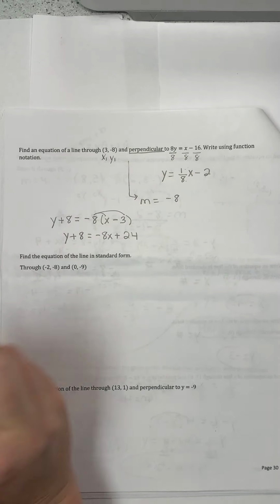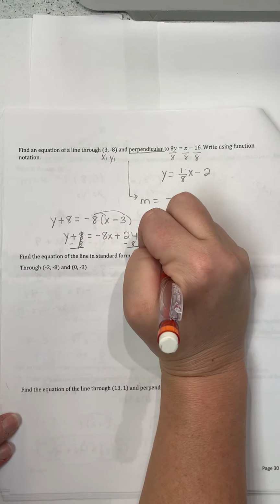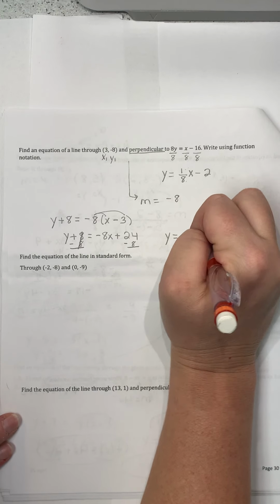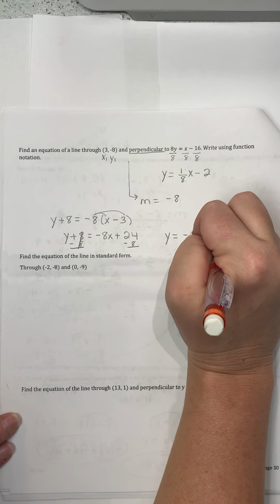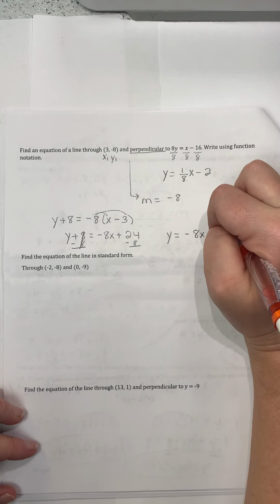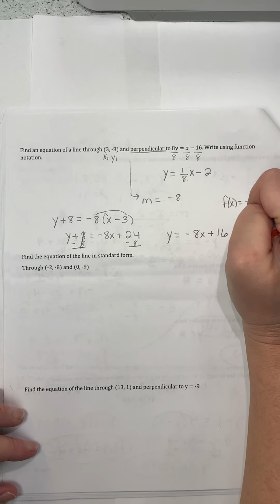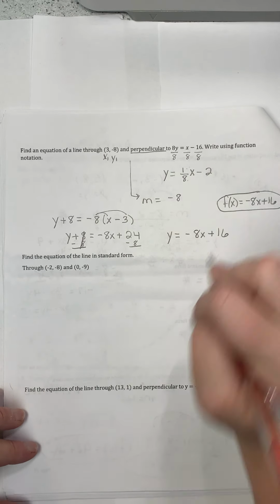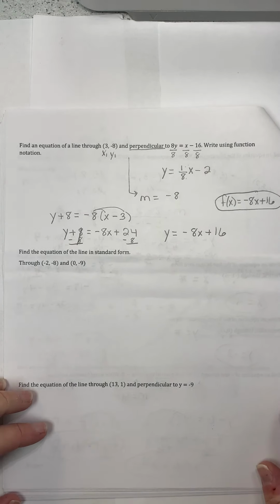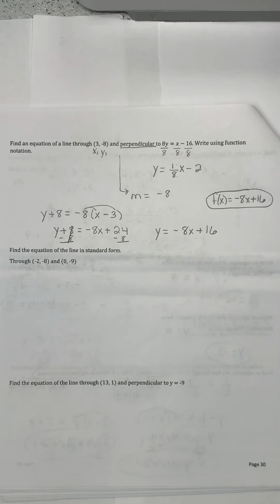There we go. And we are going to subtract that 8. And we are going to get there for slope-intercept form. We want function notation, so we write it over with y being replaced by f of x. Okay. All right, this wants us to find the equation of the line in standard form.